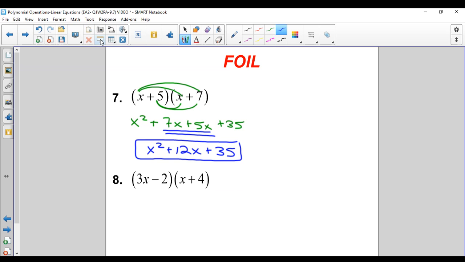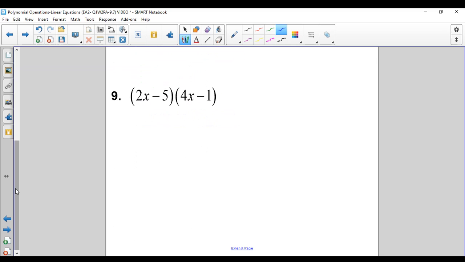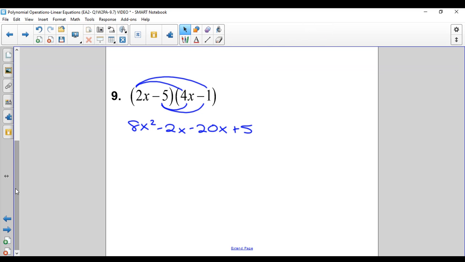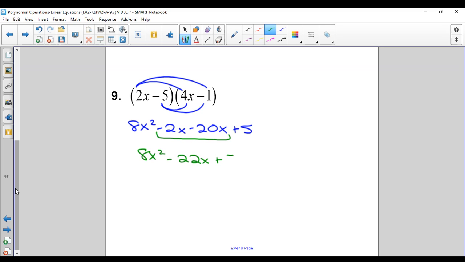Let's just check out one more. I'm going to skip 8. I'm going to jump to 9. Same idea though. 2x times 4x. 8x squared for the first terms. Outer, we end up getting a minus 2x. Inner, we get a minus 20x. And then last, we have a negative times a negative, so it becomes plus 5. Combine the middle two. We get 8x squared minus 22x plus 5. Work-wise, I don't need to see this step. I need to see the answer. That's what I'm concerned about.